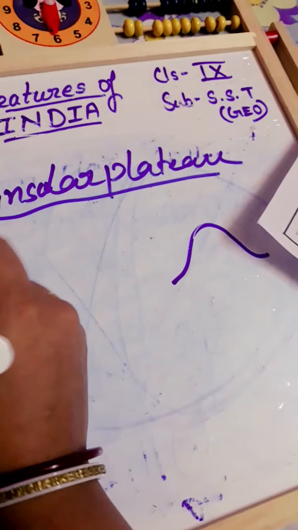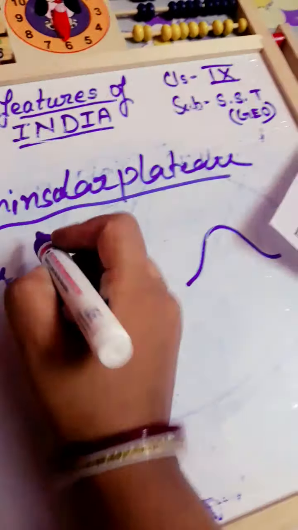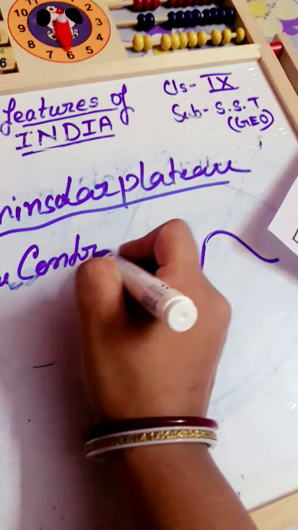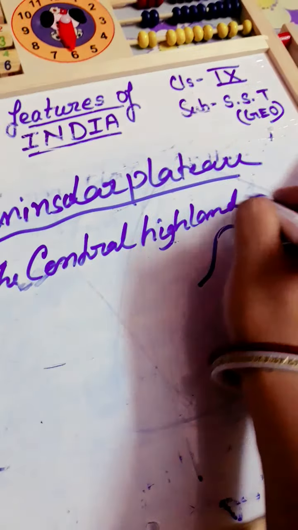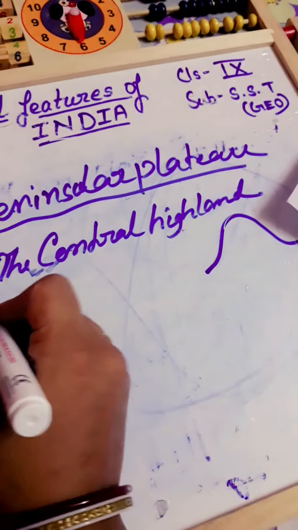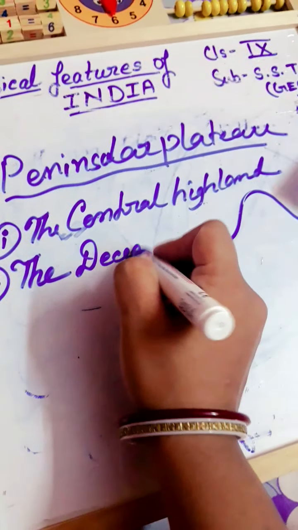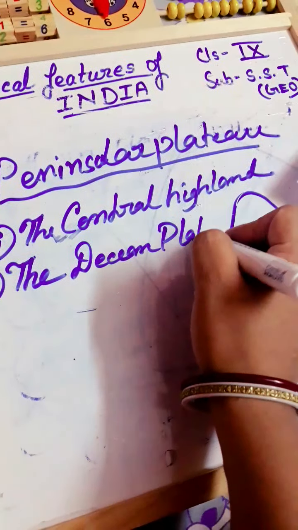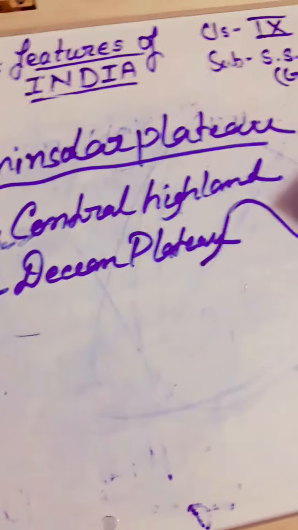Number 1, the Central Highland, and number 2, the Deccan Plateau. Now we have to broadly discuss these 2 things.